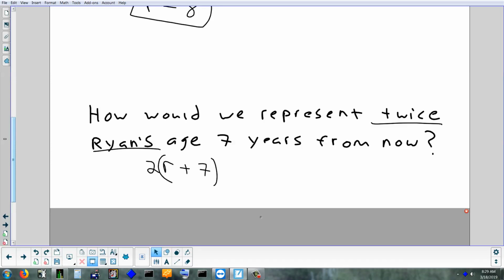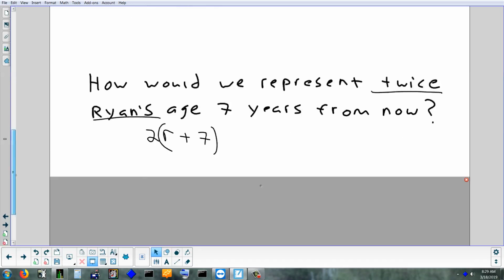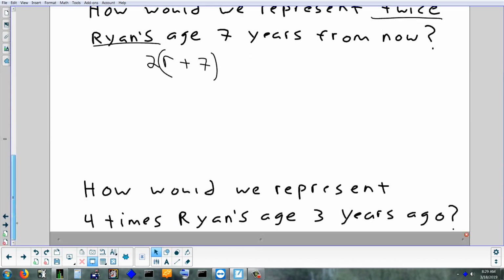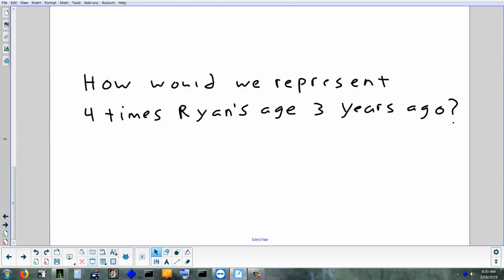Right, and then it's almost like a distributive property. Exactly. That's what's going to happen in pretty much every problem. You're going to have a distributive property because you have to put their age in parentheses. Okay, but we'll talk about that again in the template. It's a little tricky. All right, let's try one more like that.